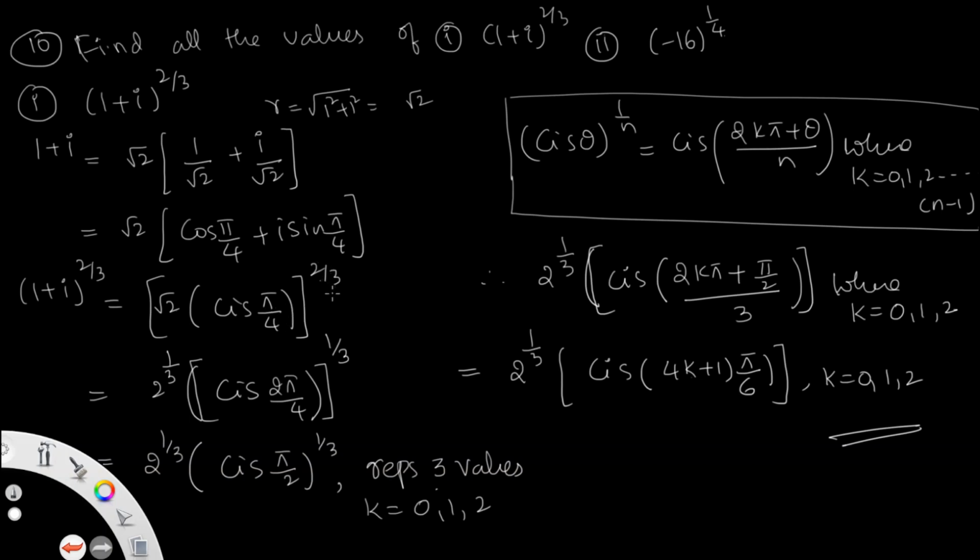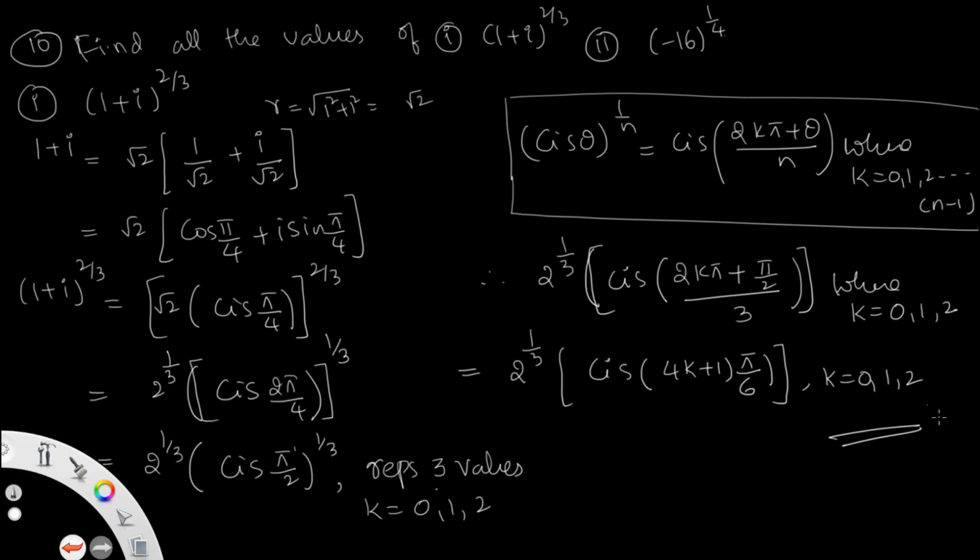So 2 inside, joined with the argument as per De Moivre's, gives cis of 2 pi by 4, whole to the power of 1 by 3, that is the cube roots of unity. Cis pi by 2 whole to the power of 1 by 3 represents the three values k equal to 0, 1, 2. This is the formula for finding the nth roots of unity: cis of 2k pi plus theta, where theta equals pi by 2 and n equals 3. Now taking the LCM, we get (4k plus 1) into pi by 6, with k equal to 0, 1, 2 giving the three values.